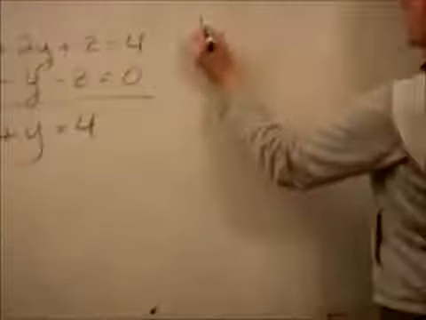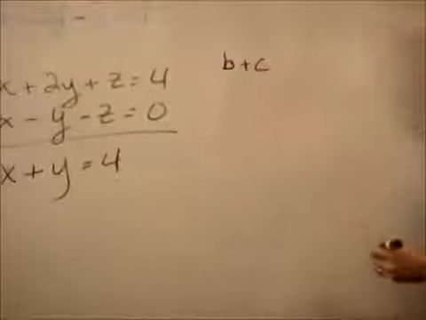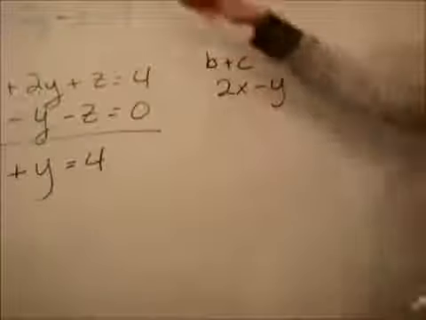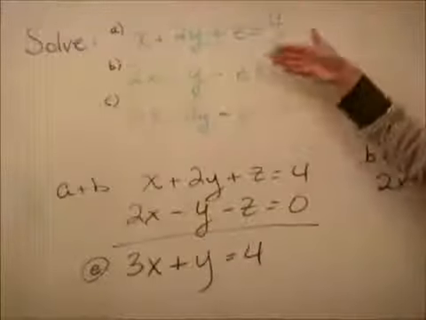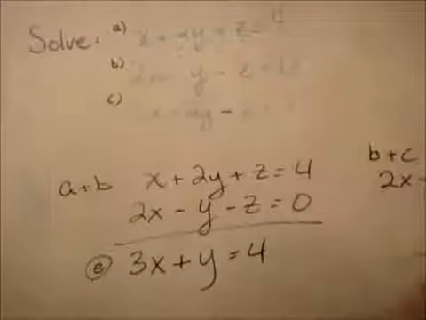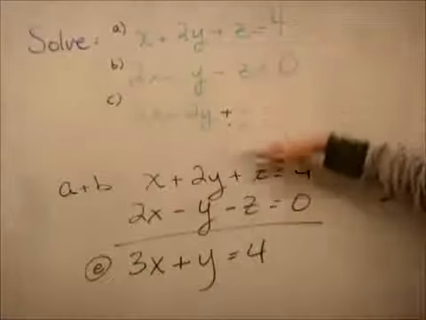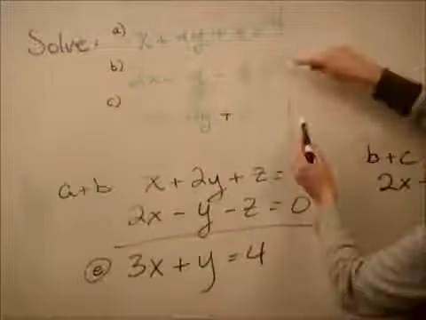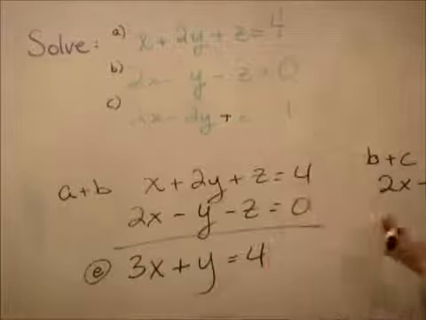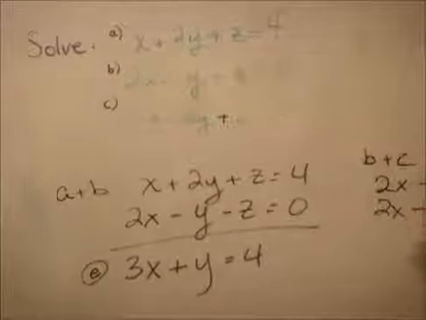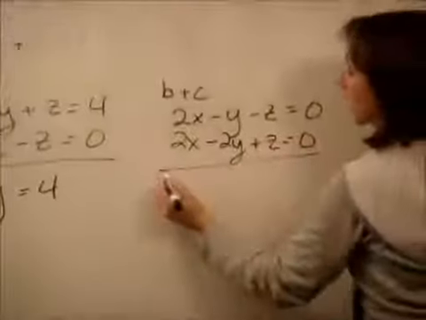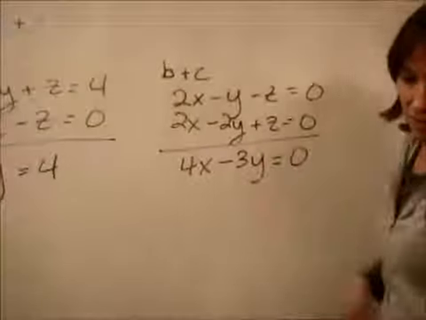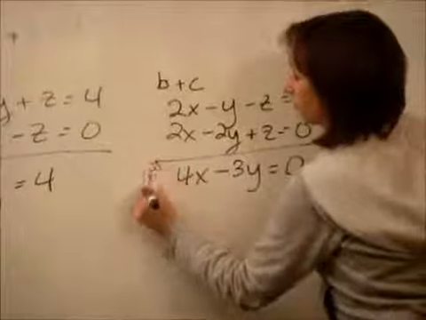Now we're going to add b plus c together. So we're going to get 2x minus y minus z equals 0. The reason I'm doing b and c is that if I add these two together, I'm going to eliminate the z again. So we added these two together and eliminated the z, and we're going to add these two together and eliminate the z. So we get 2x minus 2y plus z equals 0. We add them together, we get 4x minus 3y equals 0. Now we'll call this one f.